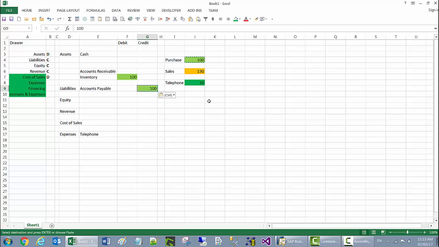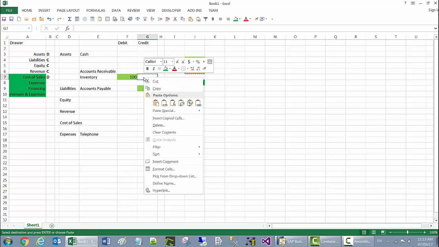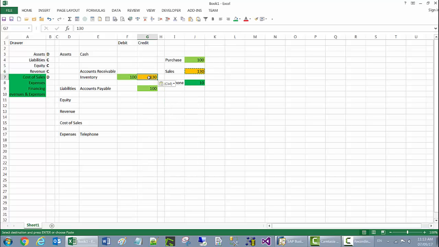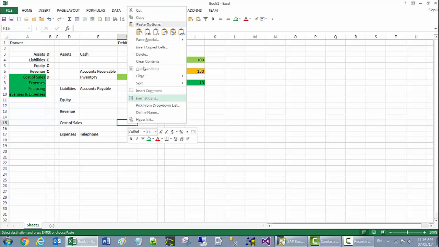When you make a sale, the inventory goes down. What does it mean? Inventory goes down. Inventory is D, so when it goes down, it has to be credit. Not $130, but $100. And while the inventory went down, at the same time the cost of sales went up. Cost of sales is D, and it went up, so it has to be on debit.